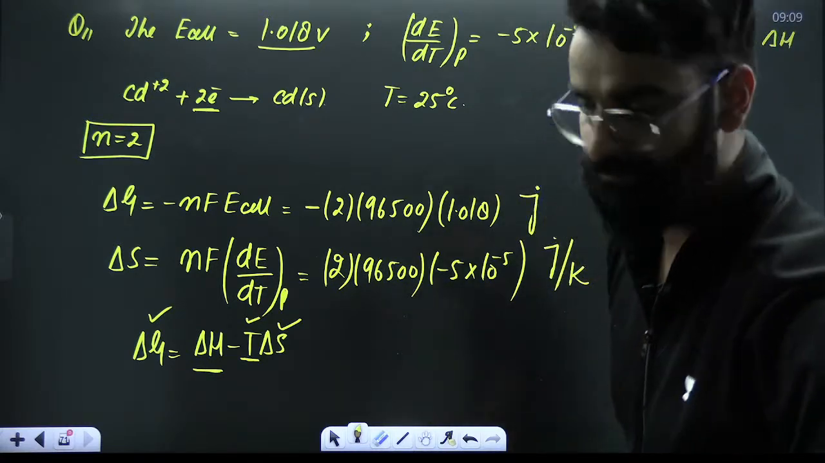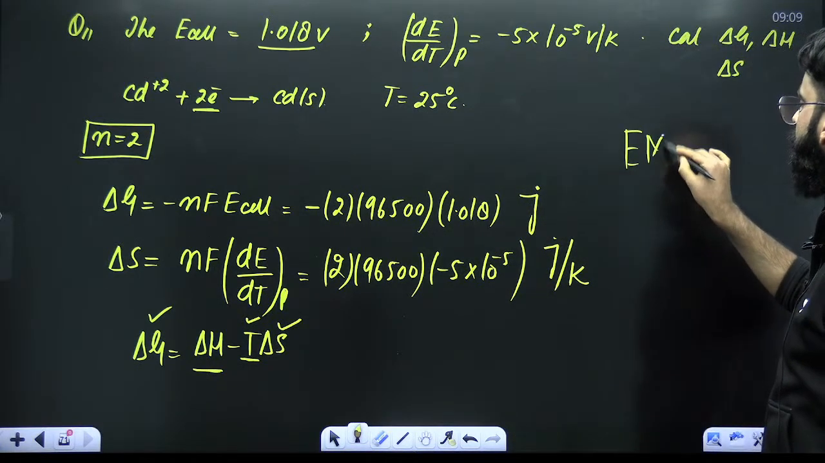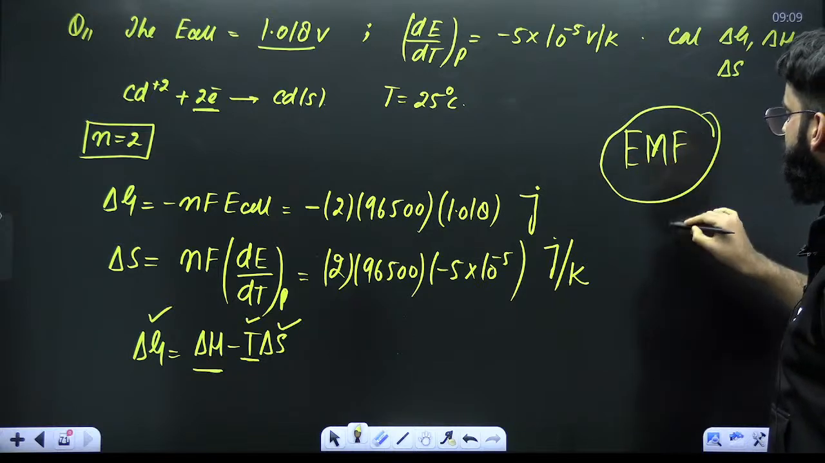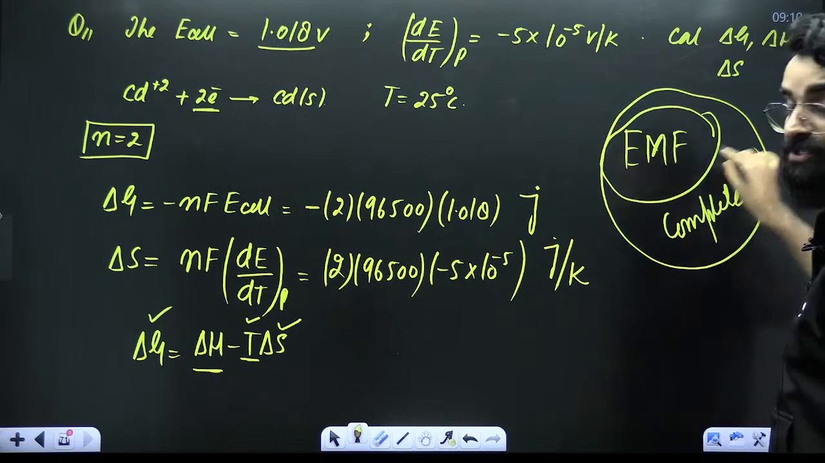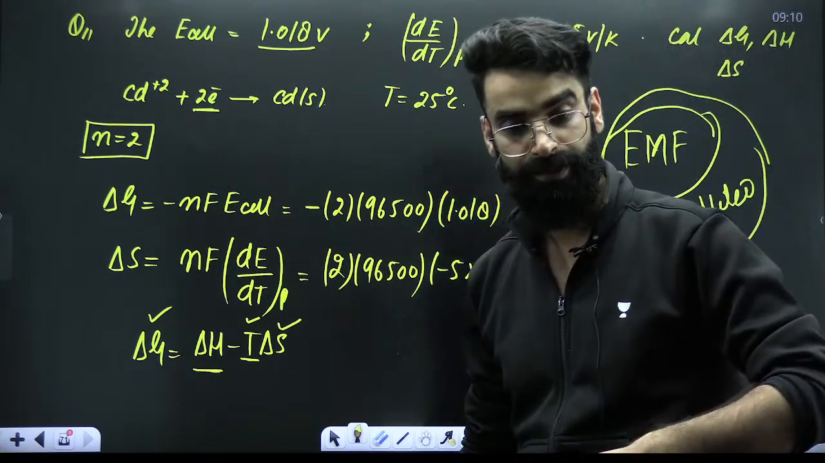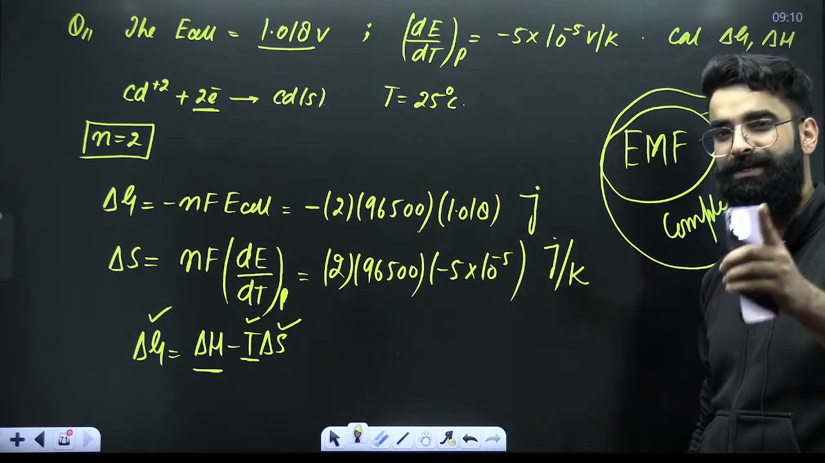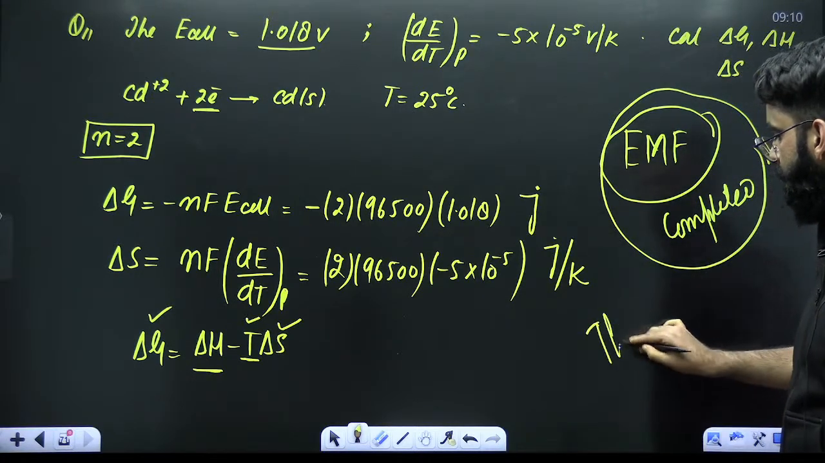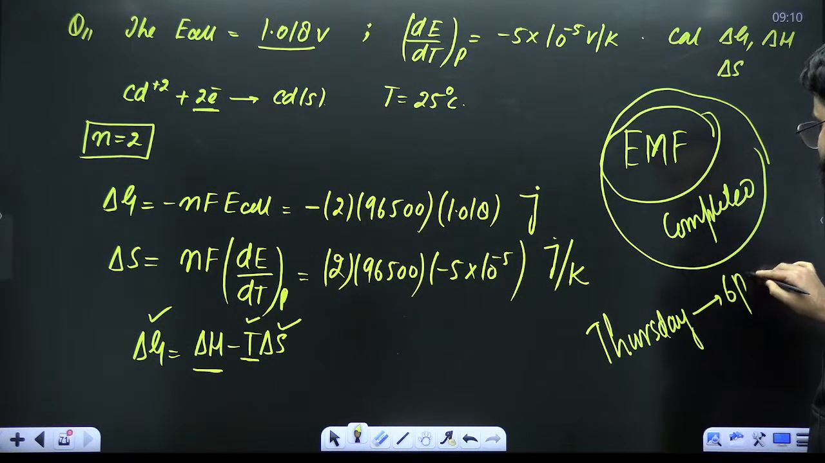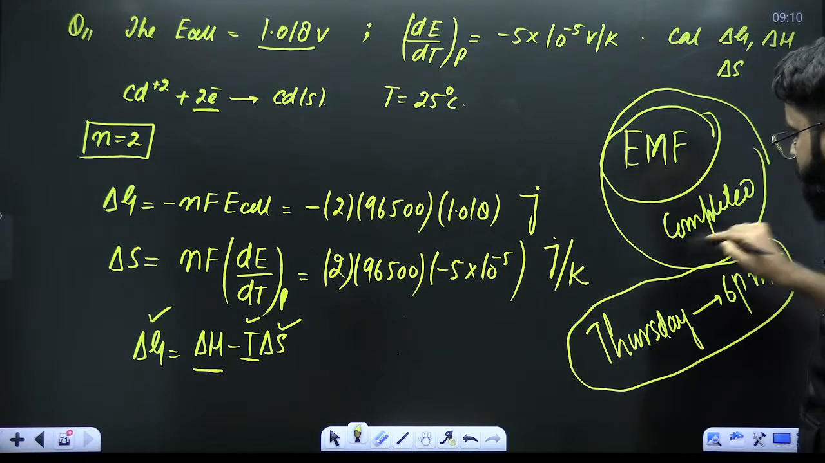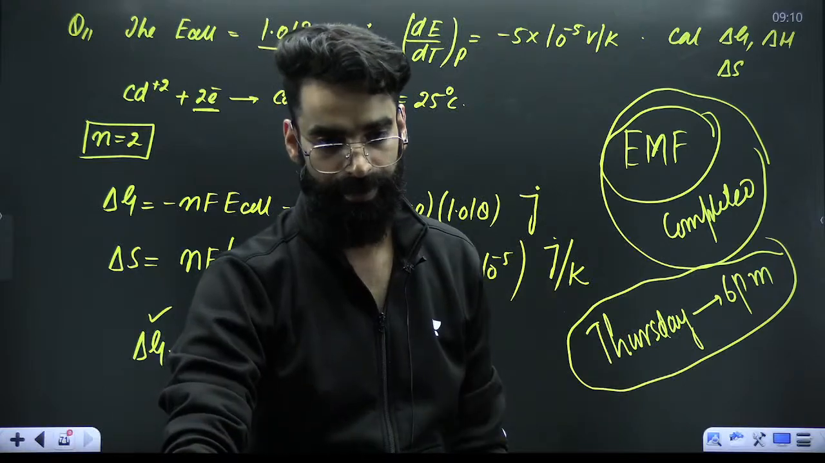So I believe we have completed the EMF part. The EMF part of electrochemistry is completed. Now it is time to enter one more part of the chapter, that is the electrolytic part. And that electrolytic part we shall be starting on Thursday, day after tomorrow. Thursday at 6 p.m. we'll have one more session in which we shall be completing the electrolytic part of this chapter as well. Okay?